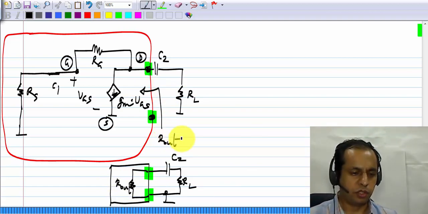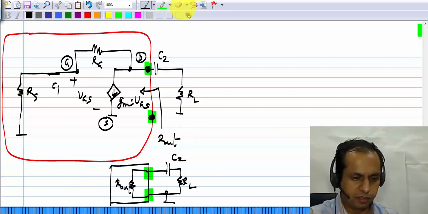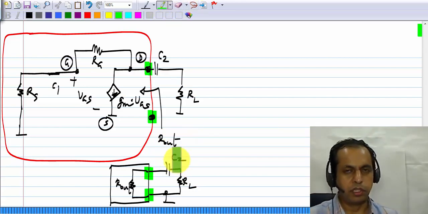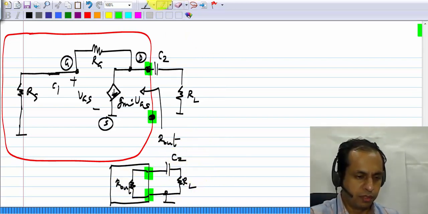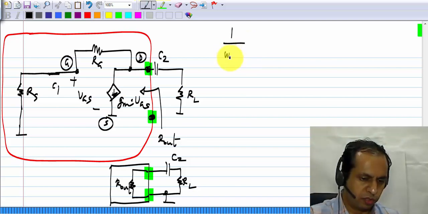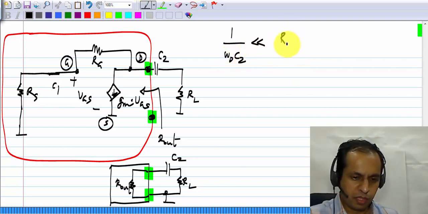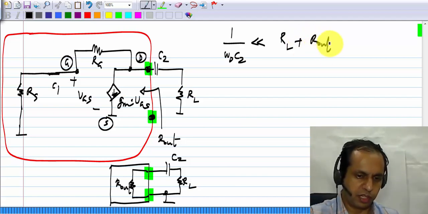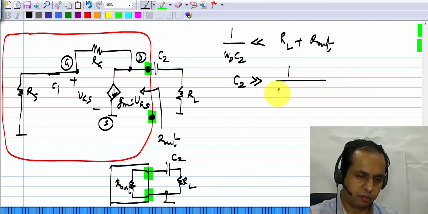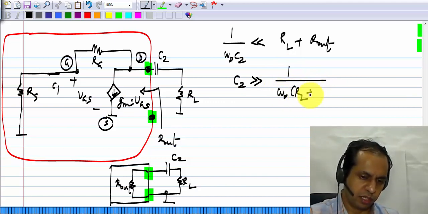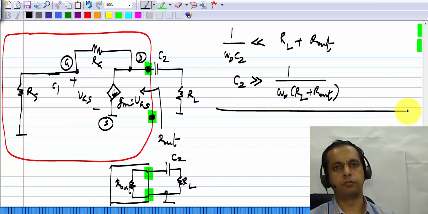Okay, so all you have to do is to compute the output resistance of this circuit and make sure that C2, its reactance, is much smaller than the total resistance, that is 1 over omega naught C2 is much smaller than the total resistance, which is RL plus R out, or C2 must be much greater than 1 by omega naught times RL plus R out.